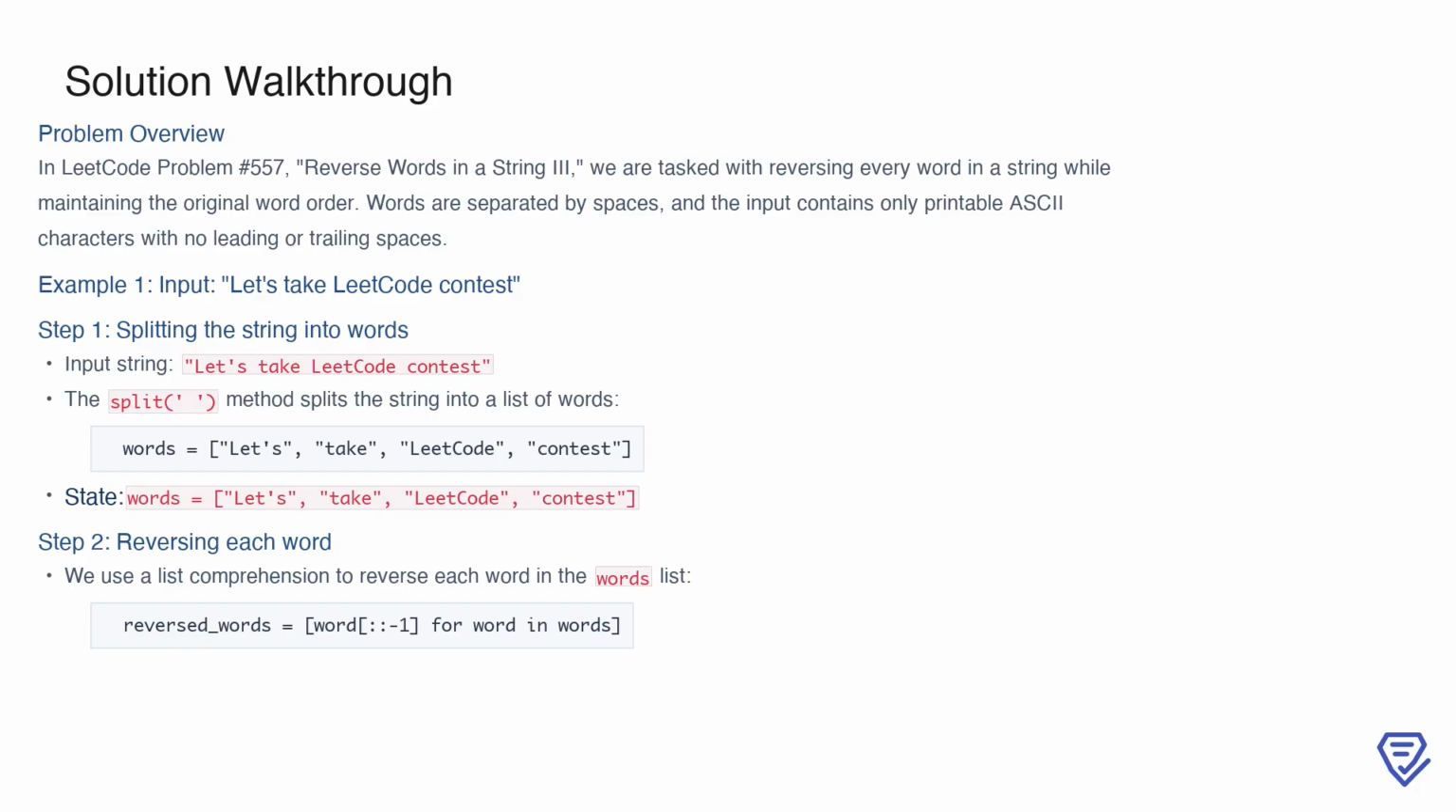We can accomplish this efficiently using a list comprehension. By iterating through the list of words and applying slicing with word[::-1], we reverse each word in place. For instance, as we process the word "Let's", it becomes "s'teL". The same logic applies to all other words in the list, such as reversing "take" to "ekat" and so on. This gives us a new list where all the words are reversed but still in their original order.